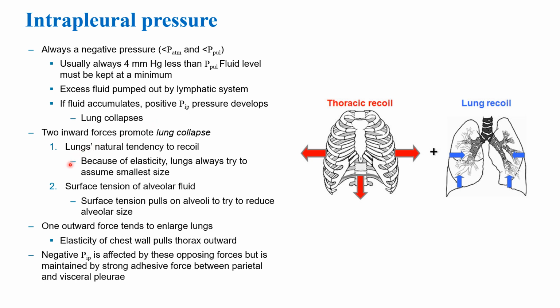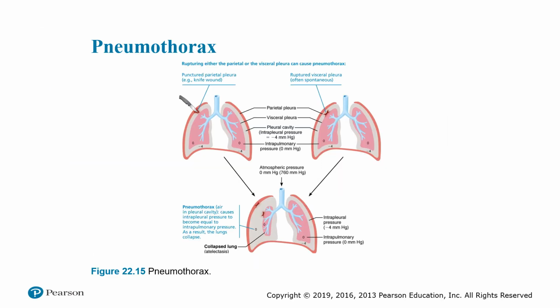And then we already went over these two forces. One force is trying to collapse the lungs, that is the lung recoil, and then there is thoracic recoil. And these two forces balance each other in such a way that the intrapleural pressure remains negative. Okay, so this is all. I already went over these points, so let's move on to the next slide.